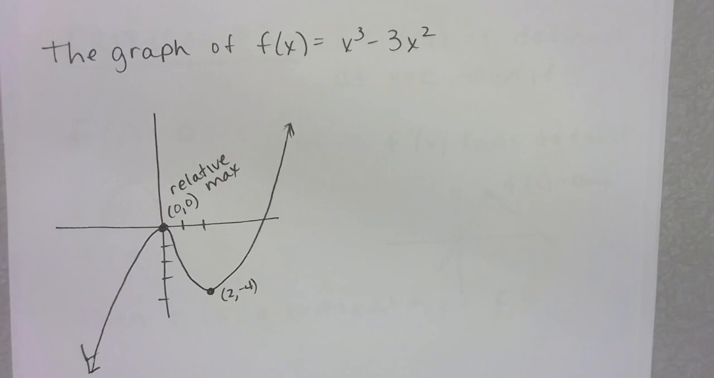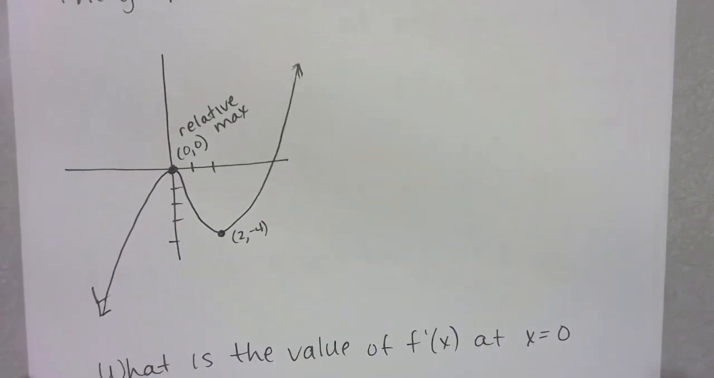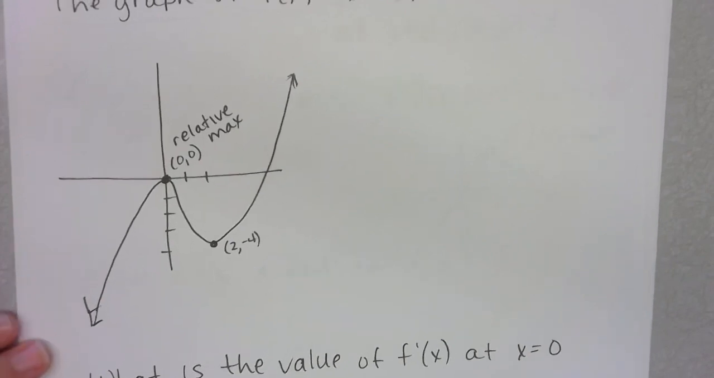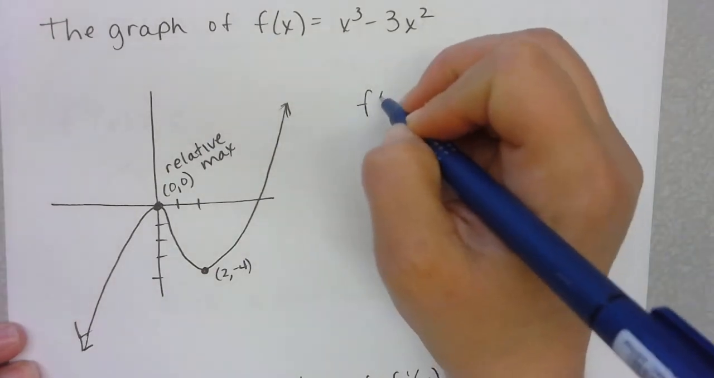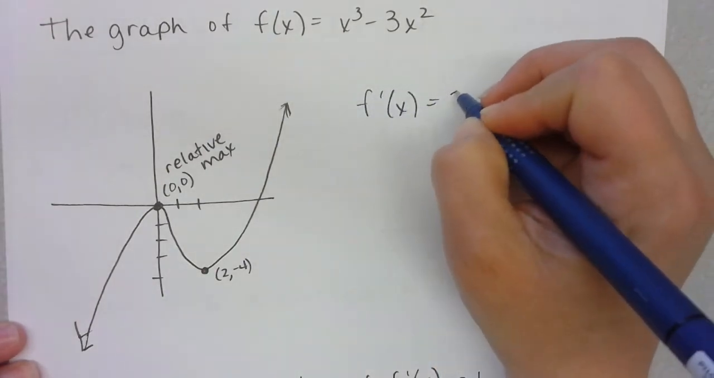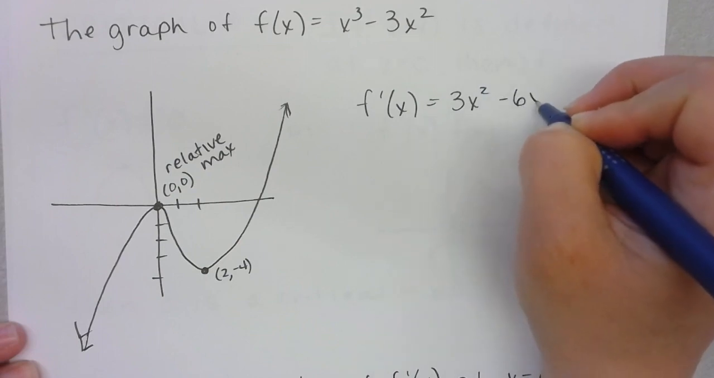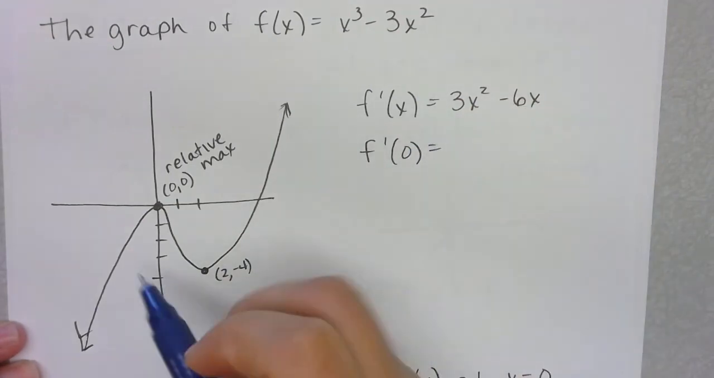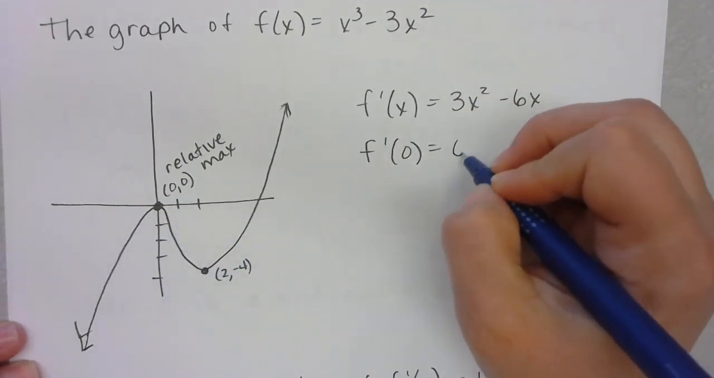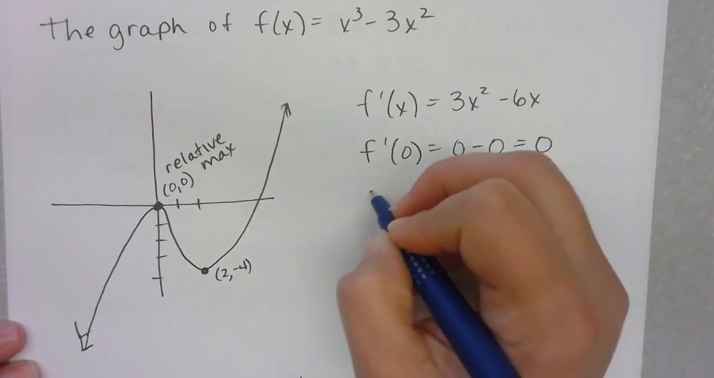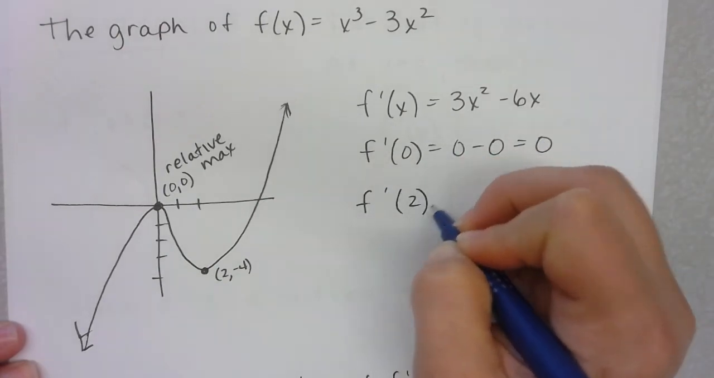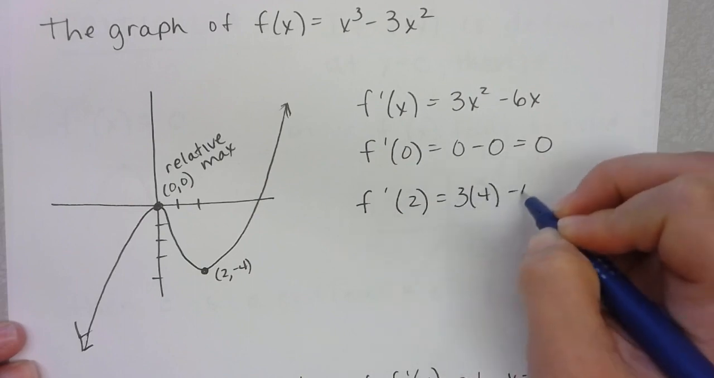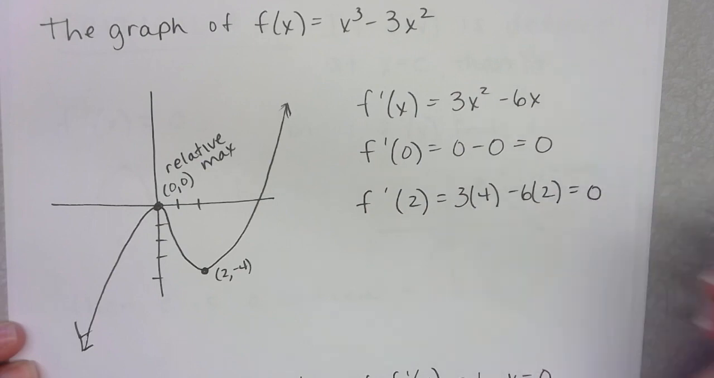I want to demonstrate here for a second. I want to investigate what is the value of f prime of x at x equals 0 and x equals 2. So let's find f prime first. We can just use our power rule here, which is 3x squared minus 6x. If I plug in 0, f prime of 0 is 0 minus 0, which is 0. And f prime of 2: I put that in, I get 3 times 4 minus 6 times 2, which gives me 0 as well.